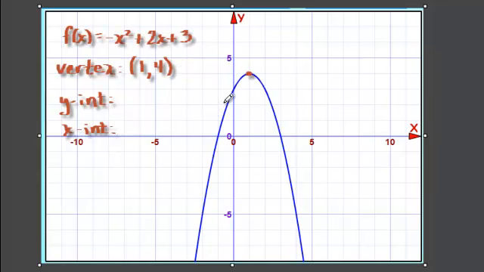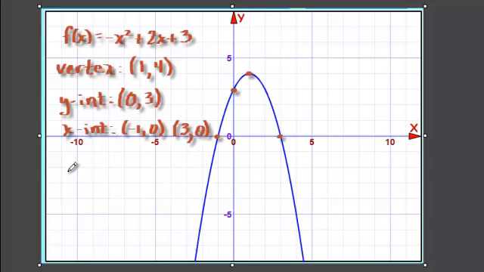For the y-intercept, it's right here, and it occurs at 0 for x and 3 for y. My x-intercepts, one here and one there. Those particular points are negative 1, 0 and 3, 0. Alright, we're going to look at how to get these particular points algebraically in just a second.